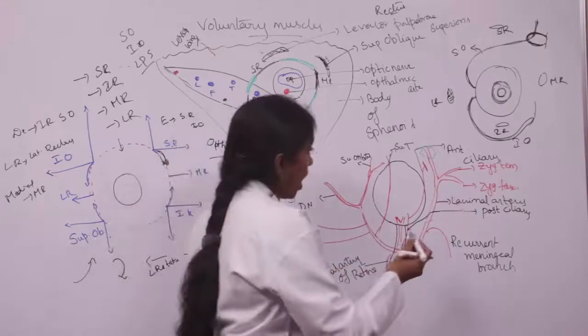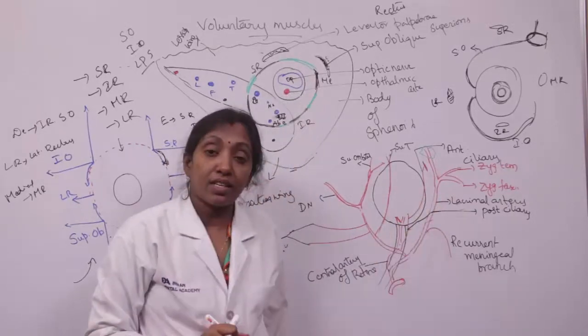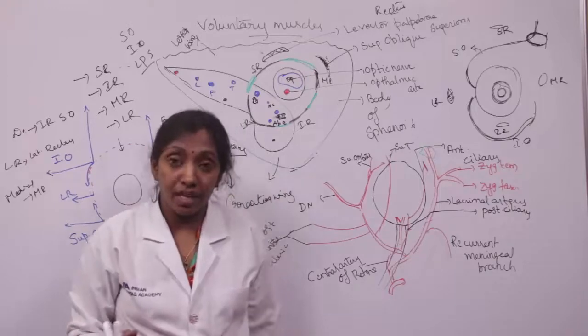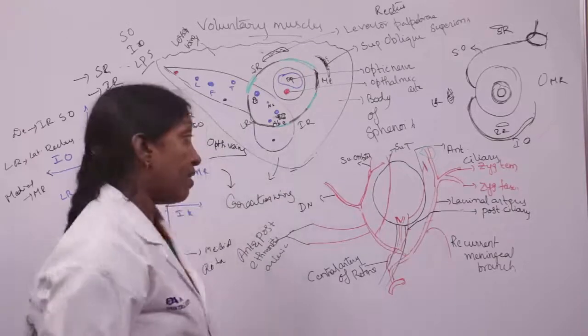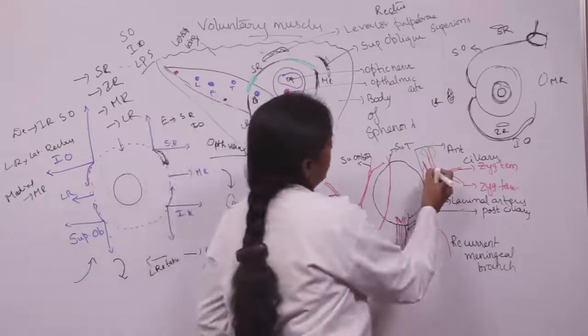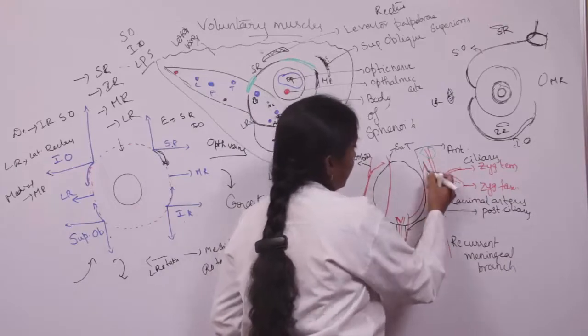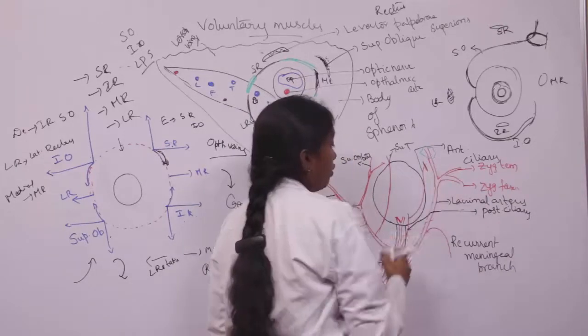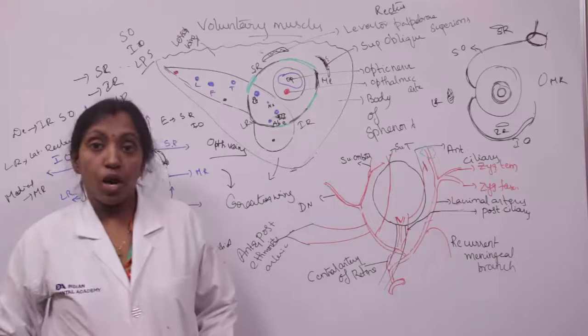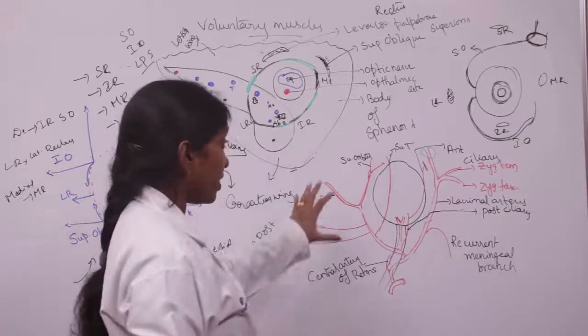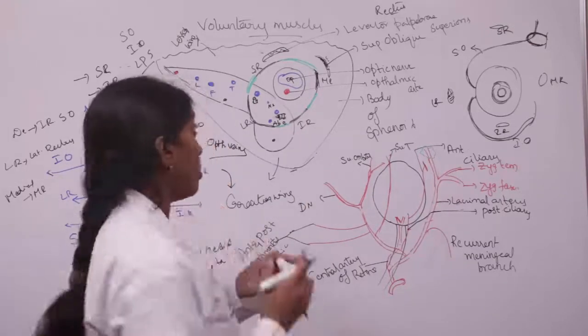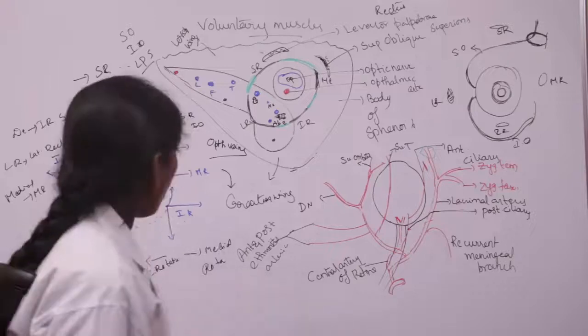Also the muscular branches arise from the ophthalmic artery, and one of the muscular branches forms the anterior ciliary artery here. This is the anterior ciliary artery, which also supplies the iris and the choroid. That's about the branches of the ophthalmic artery. So what are the branches of the ophthalmic artery?